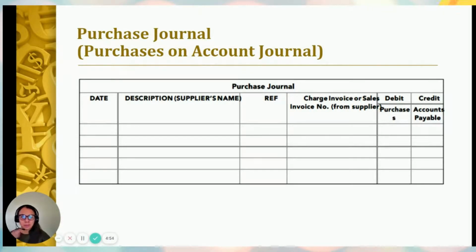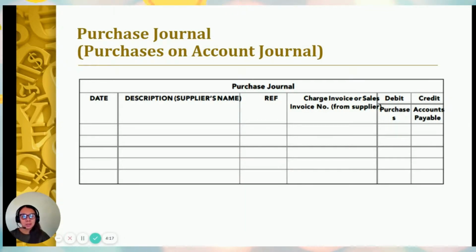The next column is the description. It's where you put the brief explanation of the transaction, or you can write the name of the supplier. Now the next column is reference. You already know this one. It's similar to the reference column in the other special journals. Now, the next column, which is the charge invoice number or the sales invoice number, represents the identifying number of the source document issued by the supplier when the items, the goods, or the merchandise were delivered to the company when the purchase was made.